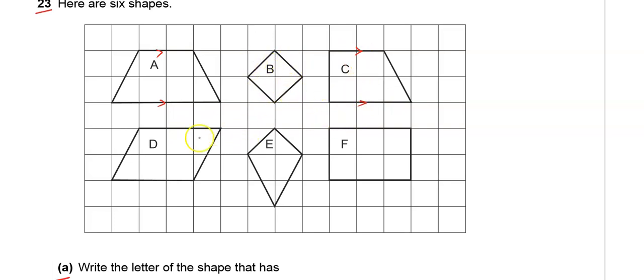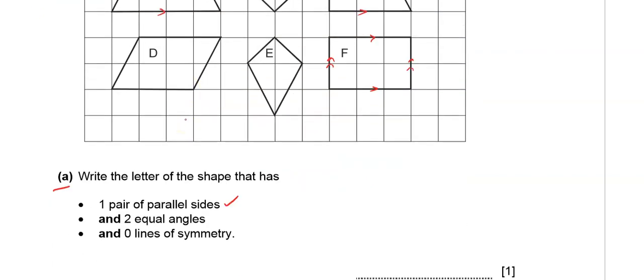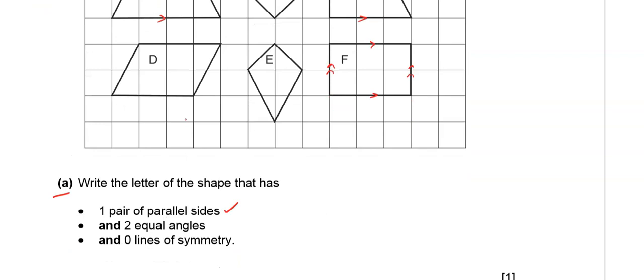B has 2 pairs. D has 2 pairs. This E does not have any pair. F also has 2 pairs. This side is parallel to that. This side is parallel to this. Those are 2 pairs. So we need one pair. So that is A and C.